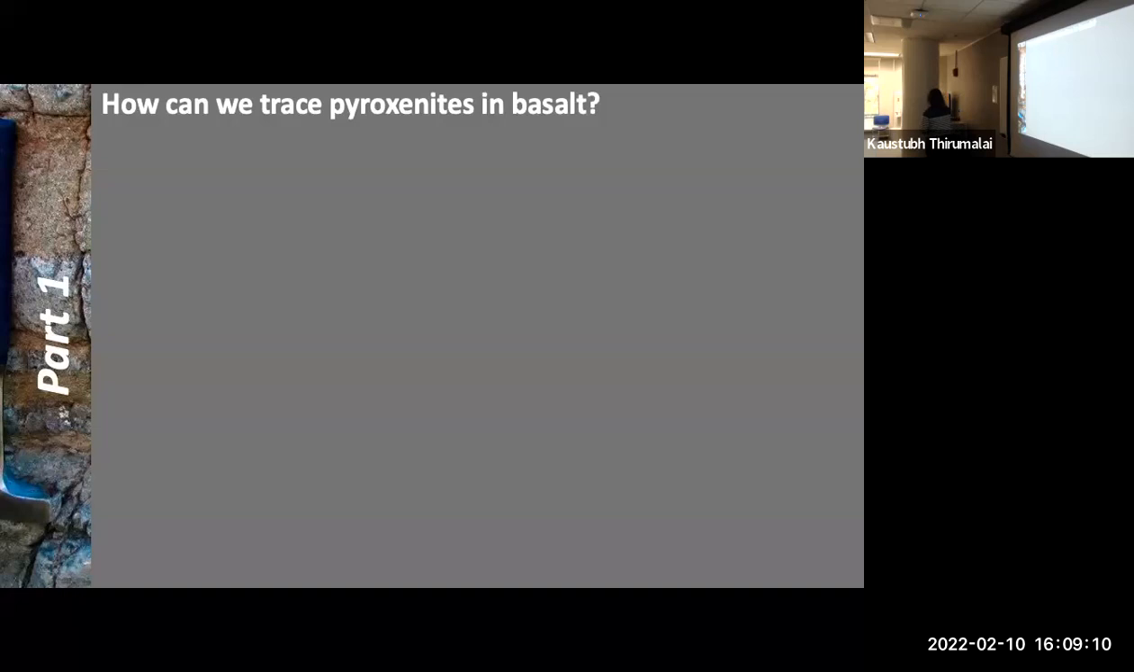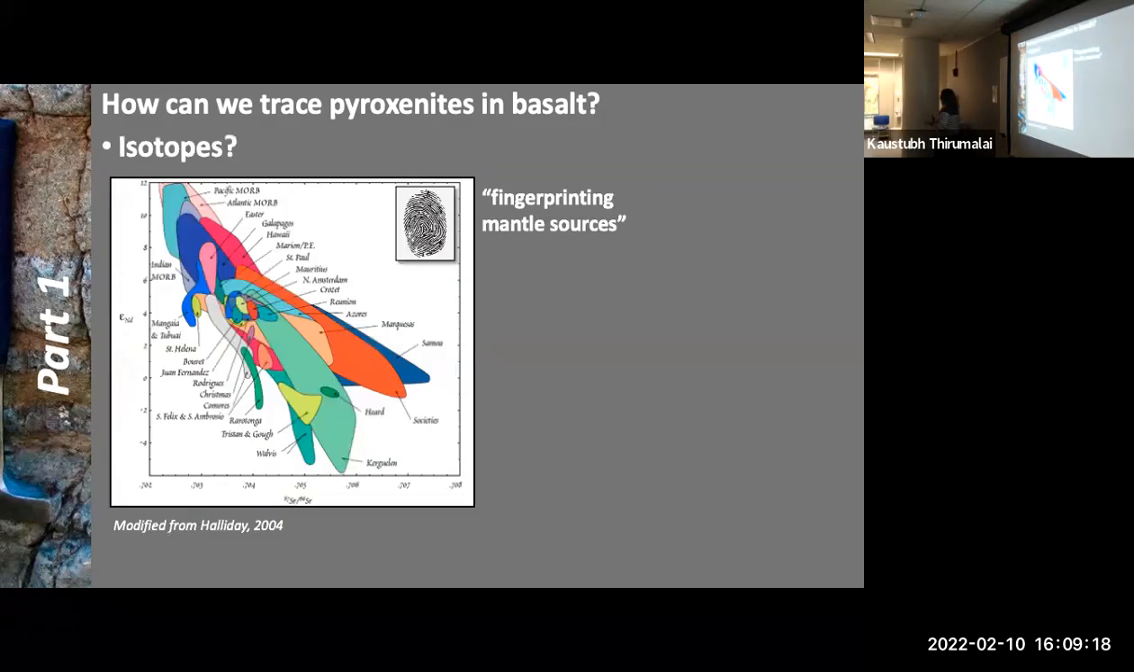Okay, so how do we trace pyroxenite in basalt? How do we quantify the proportion of pyroxenite-derived melt that contributed to the formation of the basalt? Let's talk about mantle heterogeneity in general first. Isotopes are telling us that the mantle is heterogeneous. There is no question. This is a traditional plot where you have the neodymium isotopic ratio versus the strontium isotopic ratio. Heavy isotopes do not fractionate during processes such as partial melting and fractional crystallization. So if you do see a range of variation of isotopic ratio in basalt, this range of variation must exist in the source. But what isotopes are not telling you is what kind of heterogeneity produces this signal. Is it a chemical heterogeneity or is it a lithological heterogeneity?